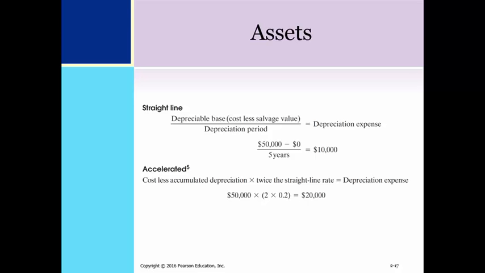An accelerated method is a mathematical process that causes the amount of depreciation to be much greater in the first years of the life of the asset compared to the later years. The example seen here is using a method referred to as double declining balance. In this case, we multiply the book value of the asset each year by a rate that is double the straight line rate. Using this method produces an amount of depreciation expense in year one of $20,000.